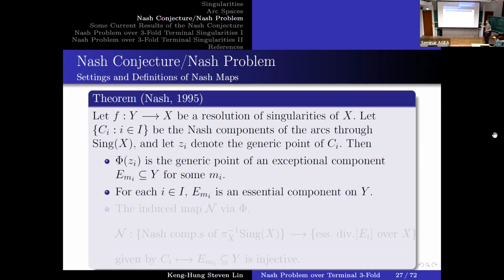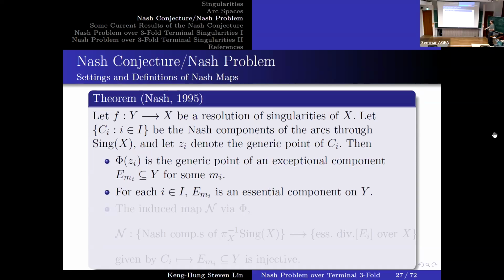The component content of arcs will also be lifted into the whole divisor such that the arc is based on it. Okay, so let f from Y to X be a resolution of X. Let Ci be a Nash component of the arc space over the singular locus of X. Then let Ci be the generating point of Ci. Okay, so the first one is what I say.